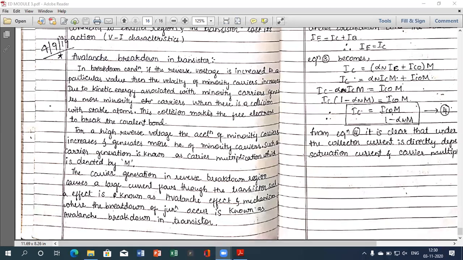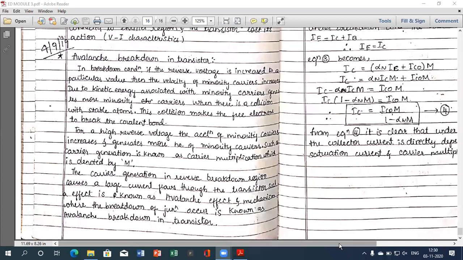I hope it is clear for everyone. Only a simple concept. When the voltage across the collector to base junction is increased, that will increase the minority charge carriers. Those minority charge carriers collide with a stable atom and generate more minority charge carriers. When minority charge carriers are increased, we call it carrier multiplication, denoted by capital M. The process where a large current flows through the transistor, we call the avalanche effect, and the mechanism is avalanche breakdown in a transistor.